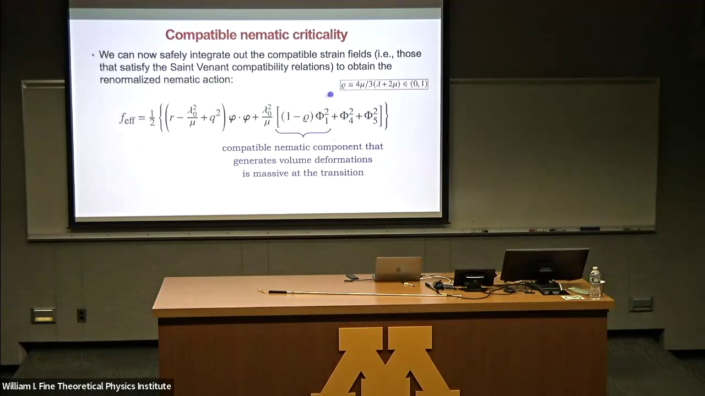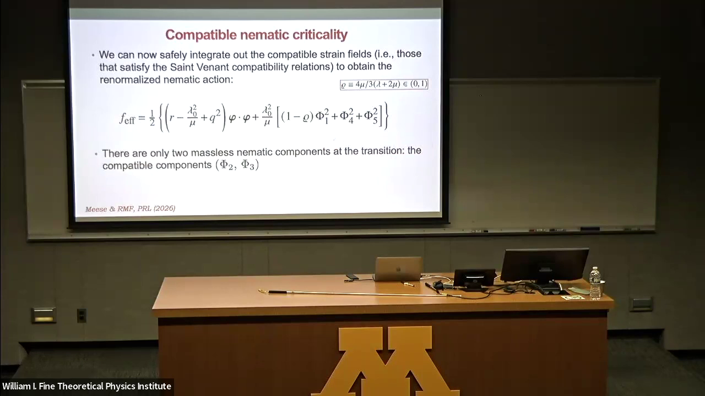You'll find out that 3 of the components actually become massive. So even though we start with 5 components, when you go to the transition, only 2 of them are massless, and the other ones actually are not critical, okay? And you can actually find the mass. So this is the one that costs volume, and these other 2 are the incompatible ones.